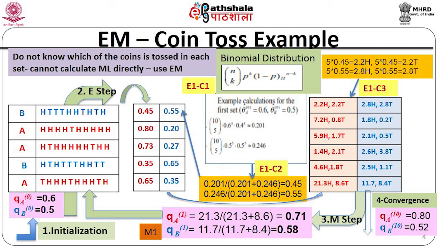How did I do that? I know that the total is 21.3 H; we are only doing heads. So, 21.3 divided by 21.3 plus 8.6 gives 0.71, and QB is 0.58. So, if I had chosen the red, my probability of heads is 0.71 and the probability of heads given the blue coin is 0.58. So, this is the first maximization step.